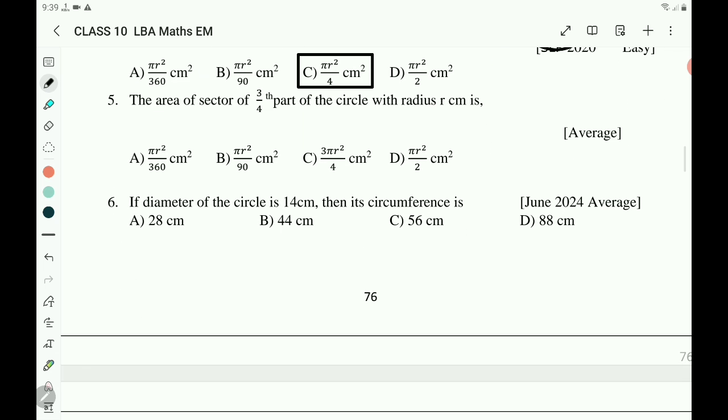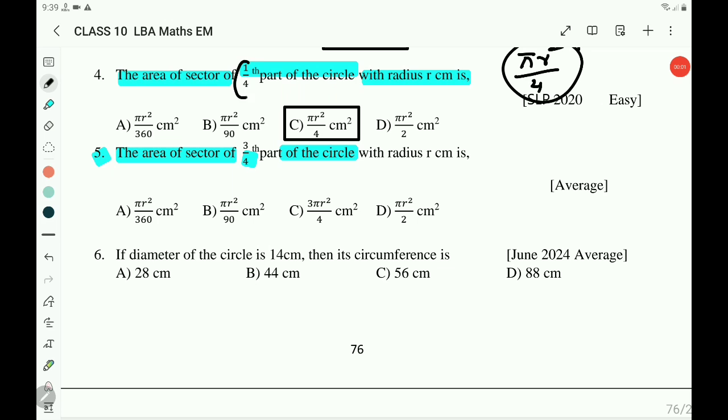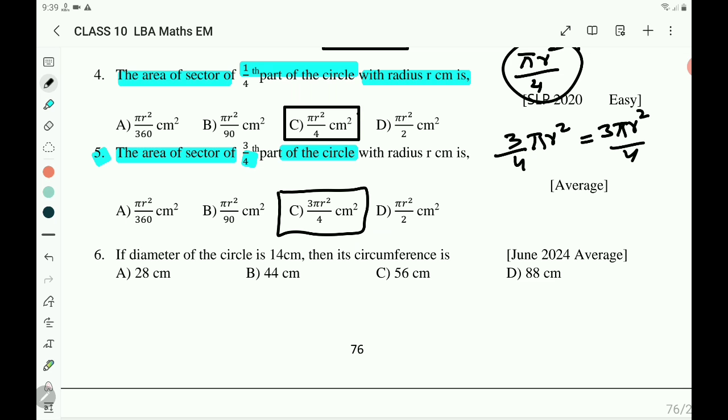Next question, fifth question. The area of sector of 3/4 part of the circle. 1/4 part means 1/4 into pi r square, that is pi r square by 4. Here 3/4 part means 3/4 into pi r square, which is equals to 3 pi r square by 4. So what is the answer? Option C, 3 pi r square by 4. 1/4 part means pi r square by 4. 3/4 part means 3 pi r square by 4. Half means pi r square by 2.